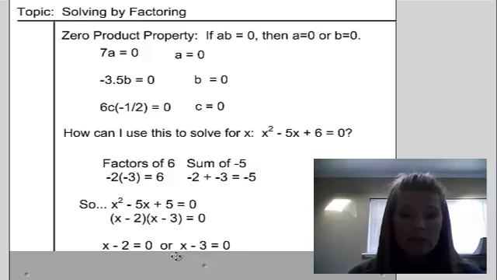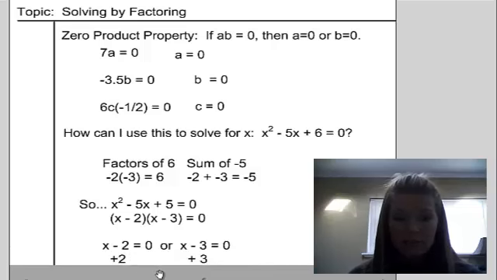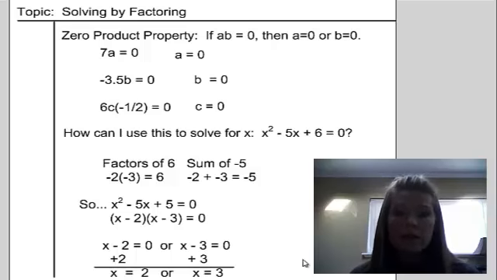Doing that, I can add 2 to this first equation and add 3 to the second equation, giving me a solution of either x equals 2 or x equals 3. Now, if I were to plug x equals 2 back into my original equation, I should find that after combining like terms and simplifying, I do come up with 0 equals 0. If I then plug 3 in, after working through my order of operations, again I'm going to come up with 0 equals 0.